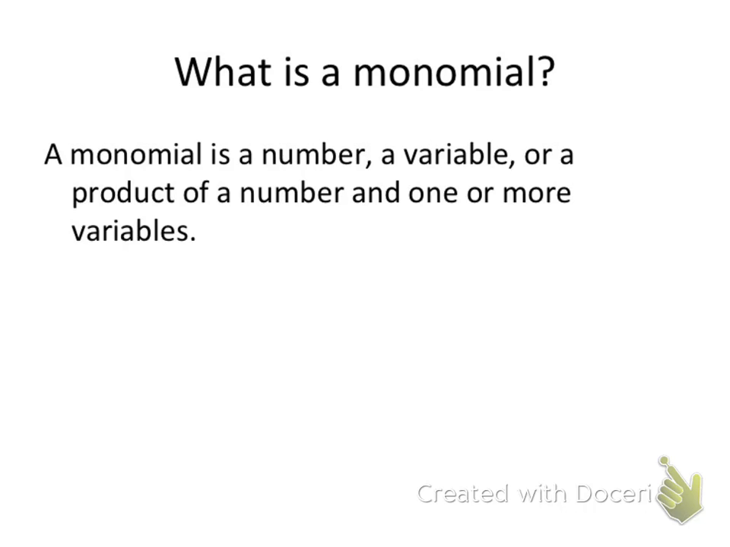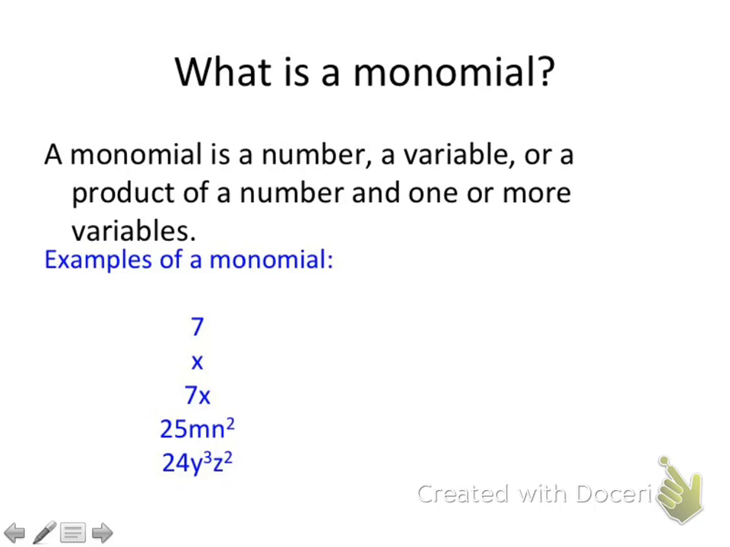Last year you might have started to learn a little bit about combining like terms. Those terms you identified were monomial terms. Okay? So here's some examples of what a monomial would look like. There's a number, right? It could be any number. That's a monomial. A variable could be any variable: x, a, z, whatever the variable is.